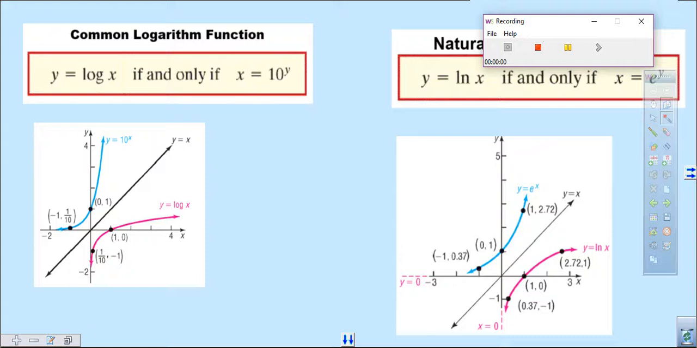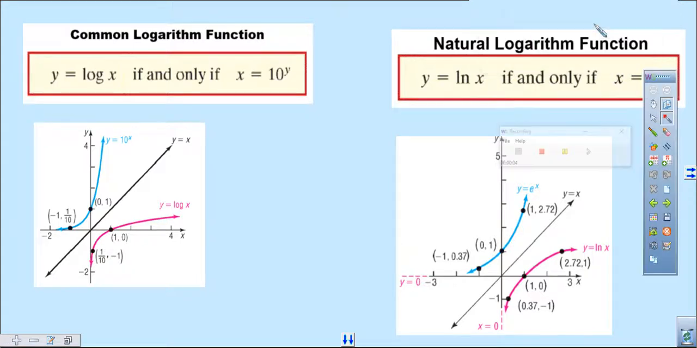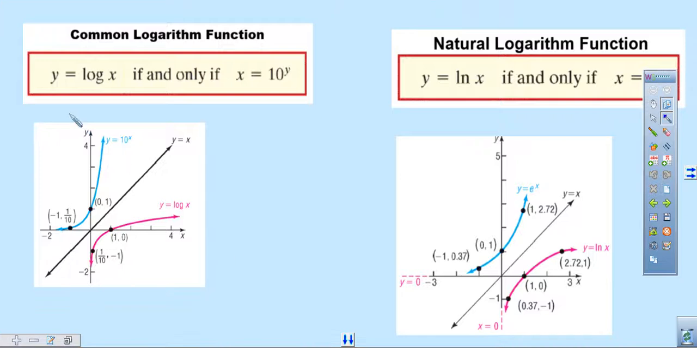All right, so let's take a look at graphs of exponential functions and talk about the comparisons and this idea of inverses. So to start us off in this discussion, let's just establish and remind ourselves that this, in blue, is our exponential, and then in pink or red, that's our log function.